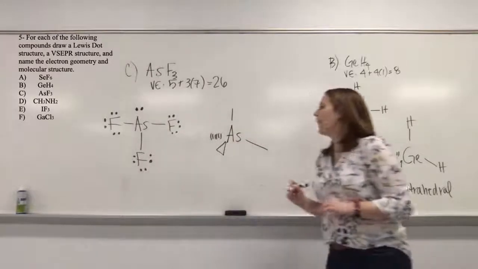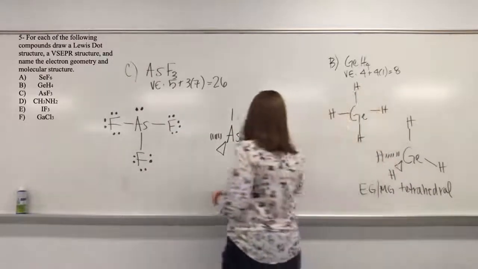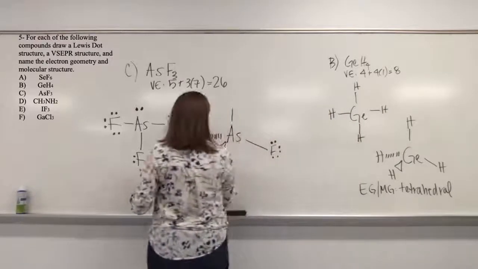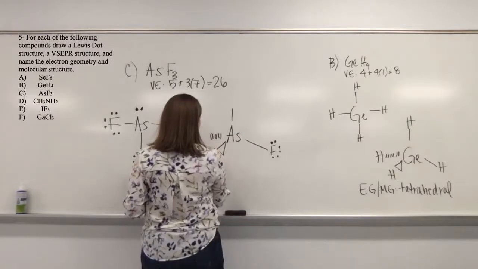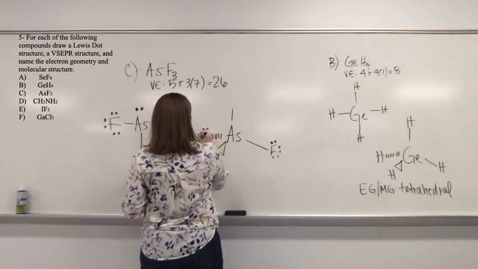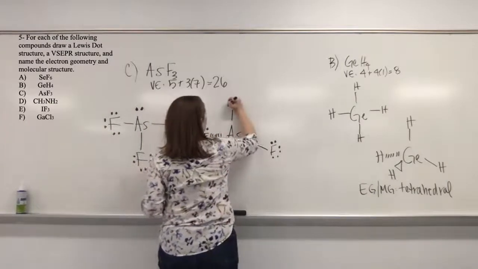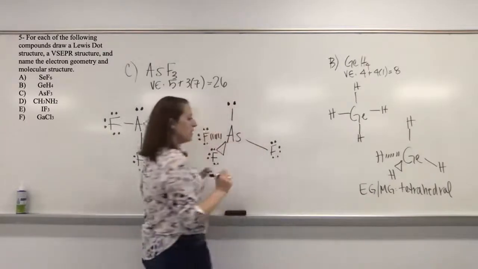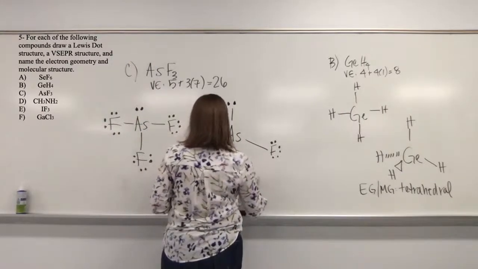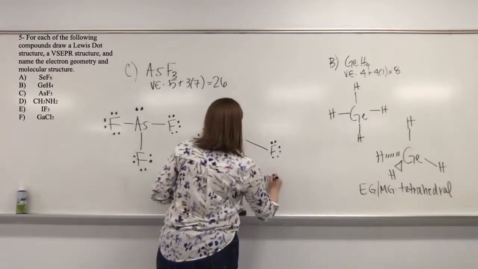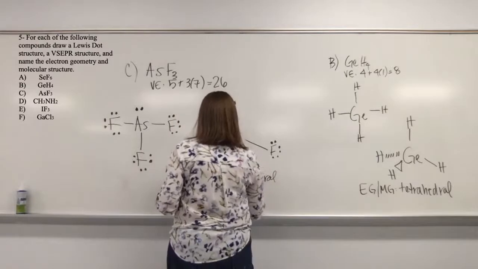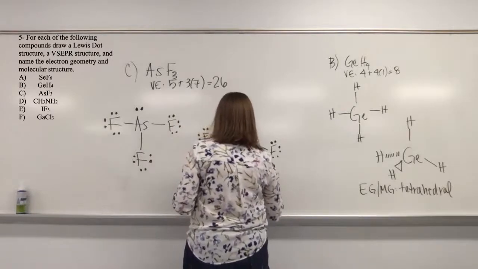Now we have our 3 fluorines, which we will add on any 3 of these. I like to put mine on the wedges and dashes, but that's a me choice. You can put them anywhere you like. And the last one is going to be our lone pair. So in this case, our electron geometry is tetrahedral, but our molecular geometry is trigonal pyramid.